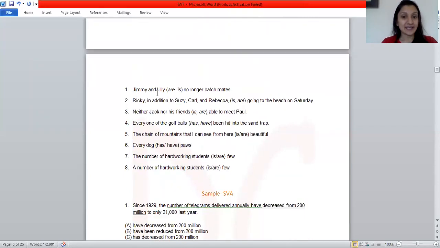Jimmy and Lily, what do you think? Is or are? No longer matchmates. And is the connecting word, and makes the subject plural. So are is the correct one here.